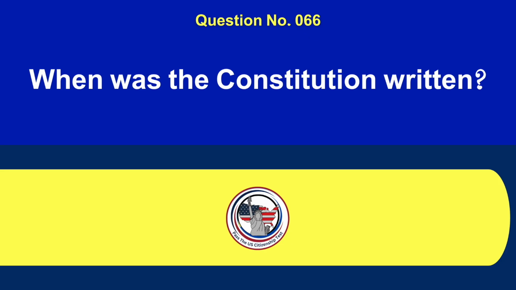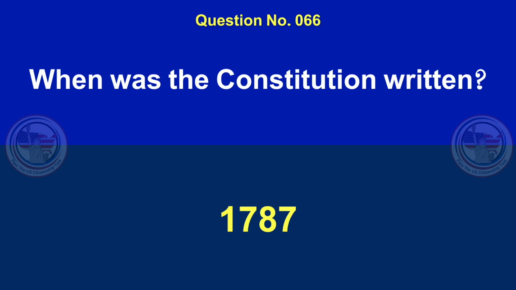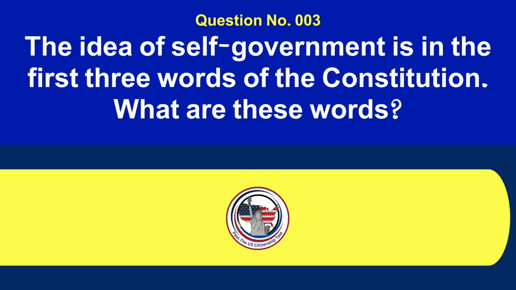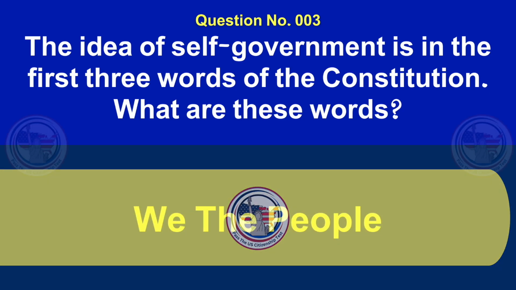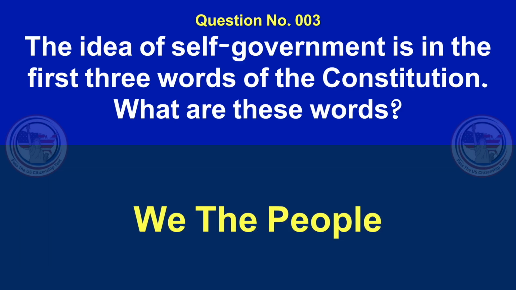When was the Constitution written? 1787. The idea of self-government is in the first 3 words of the Constitution. What are these words? We the people.